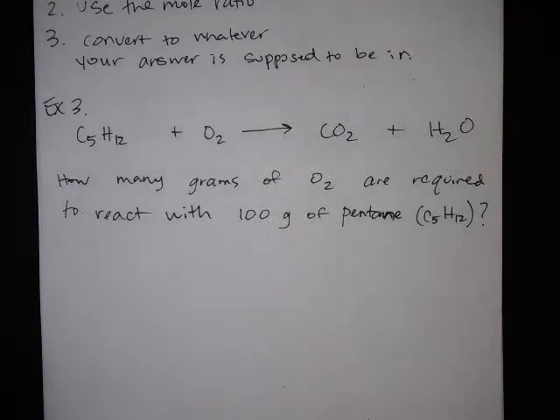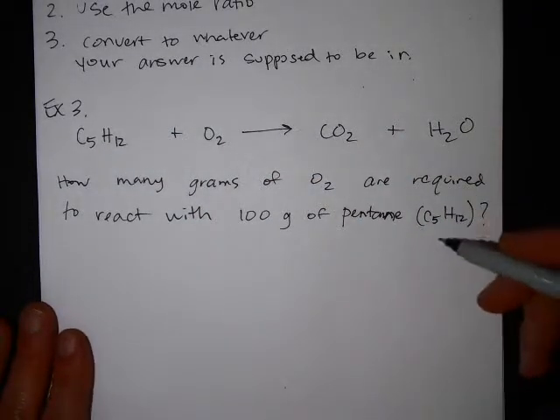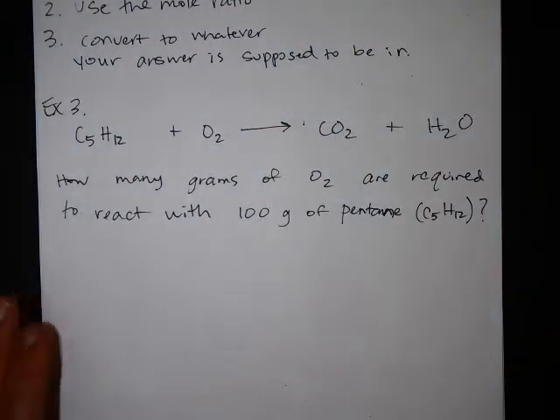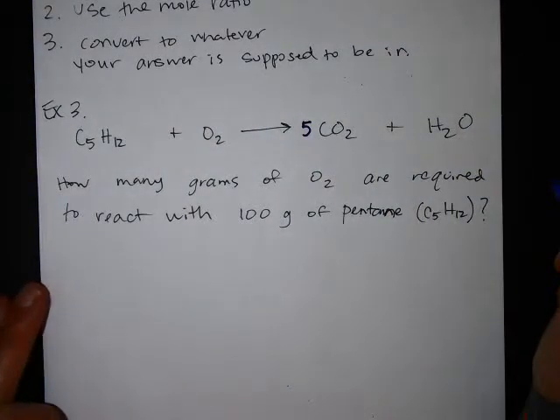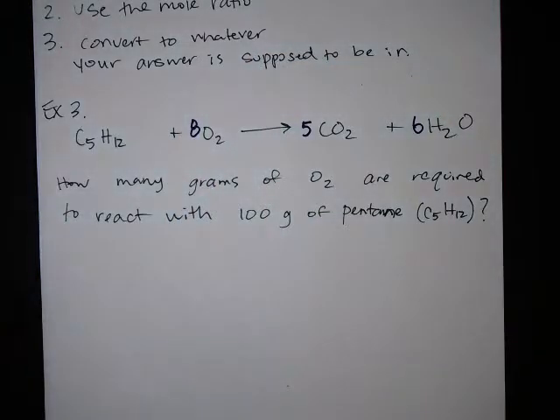So the question, in case you can't see it, says how many grams of oxygen are required to react with 100 grams of pentane, which is the C5H12. You would definitely need a balanced reaction to do this, and so I wrote the skeleton reaction here. But if you balance it, you should balance it in alphabetical order because it's a combustion reaction. So you'd put a 5 there for carbons, and a 6 here for hydrogens, and 8 there for oxygen.